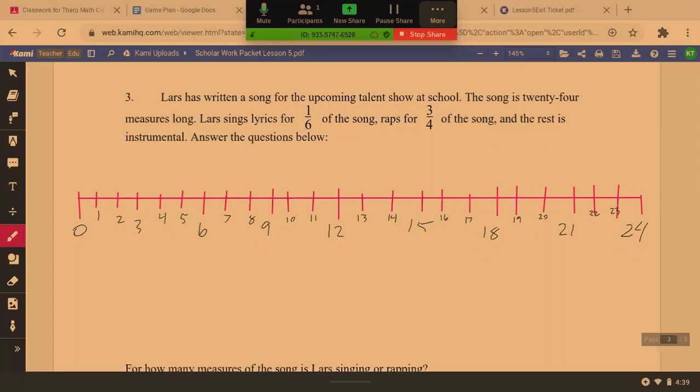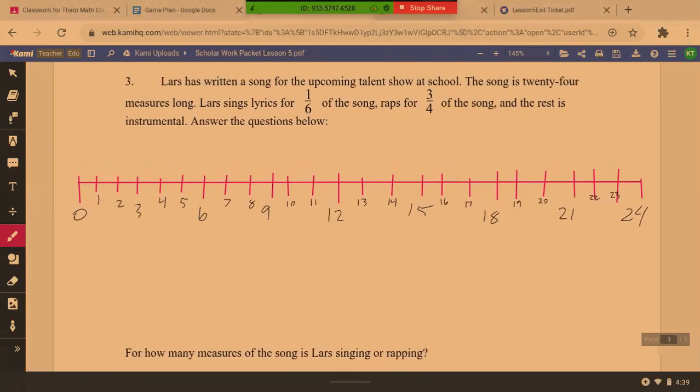Lars has written a song for the upcoming talent show at school. The song is 24 measures long. Lars sings for 1/6 of the song, raps for 3/4 of the song, and the rest is instrumental. Answer the questions below. So before I even go to the questions below, I knew that I was going to need a number line. And I made it 24, as you can see. And I'm sure the reason why you know I made it 24 is because the song is 24 measures long.